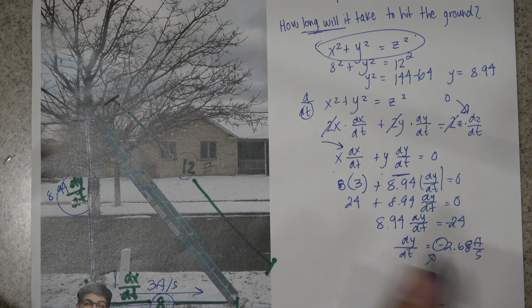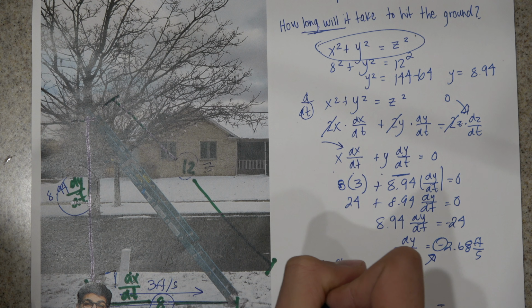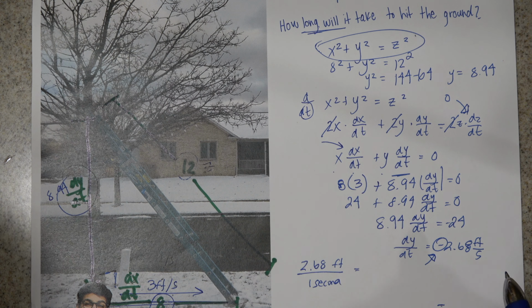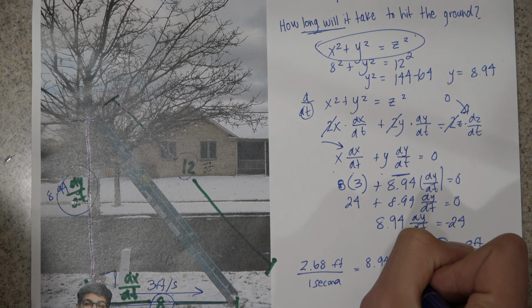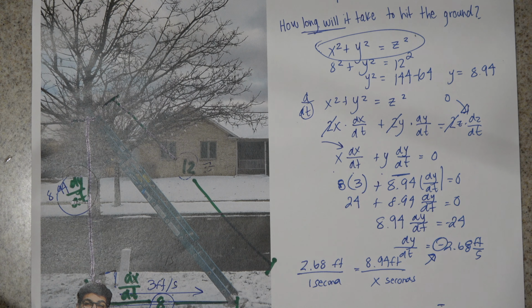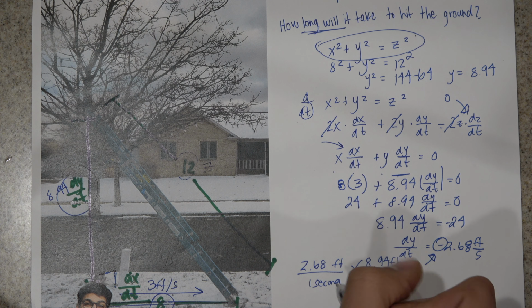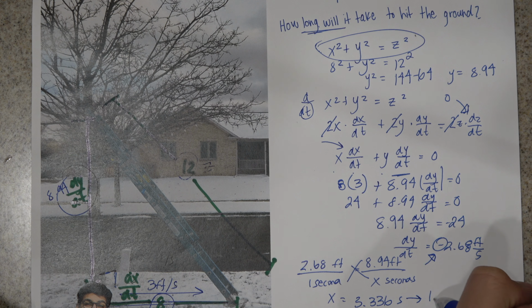So to do that, we're going to set up a proportion. We have 2.68 feet is 1 second, but we're trying to find the length when it is 8.94 feet, which is our y. 8.94 feet is how many seconds? When we solve this as a proportion, doing cross multiplication, we get x is equal to 3.336 seconds, or in other words, I'm screwed if I fall down.